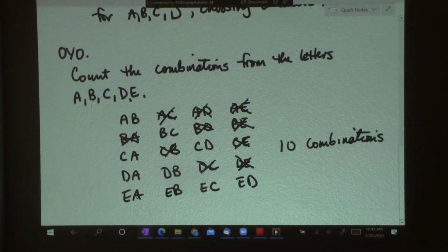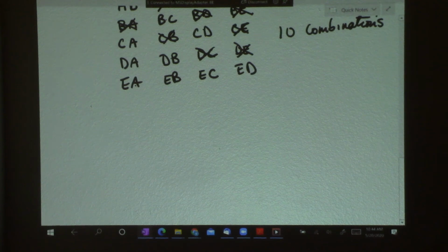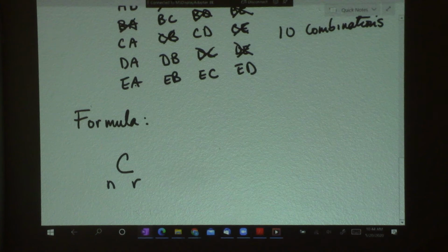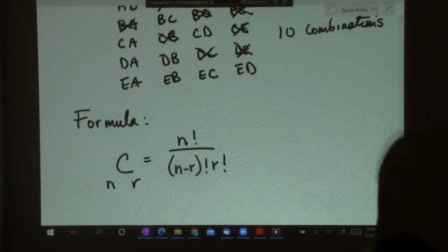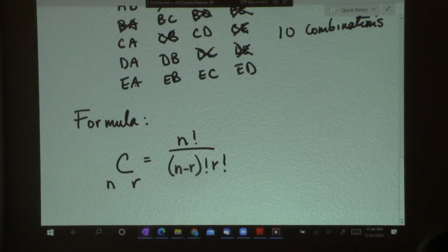You can see how it's cutting it down quite a lot. All right. Now we have a formula for this. And here it is. We're going to have C for combination. N and R equals n factorial over n minus r factorial r factorial. So that's a little different than the last time. There's more in the denominator. So that's going to make you cancel out more, and that's a good thing.